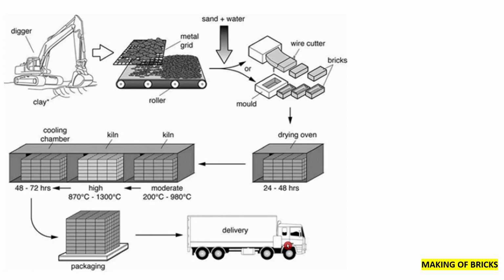So this figure shows how the bricks are made. You can use a digger to extract the clay which is suitable for making the bricks. Then the clay is placed on a roller, and through the rollers the clay is passed and mixed with sand and water, and passed through the required mold. So in this case, there are two types of operations.